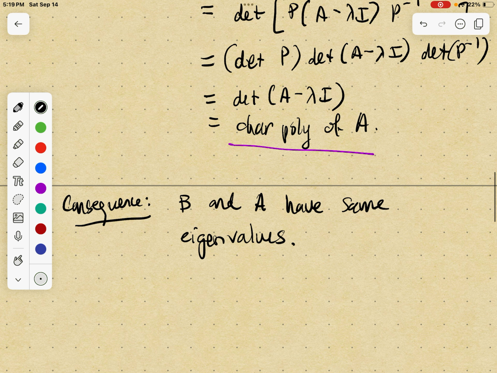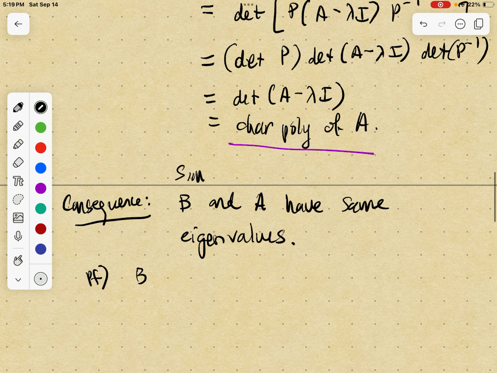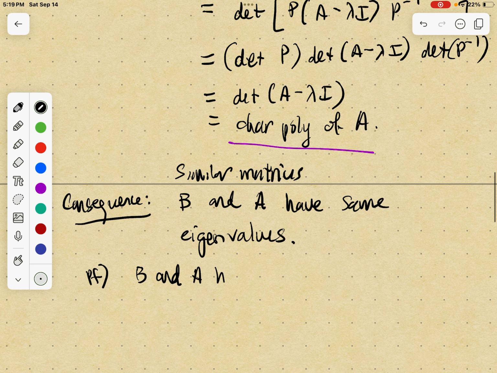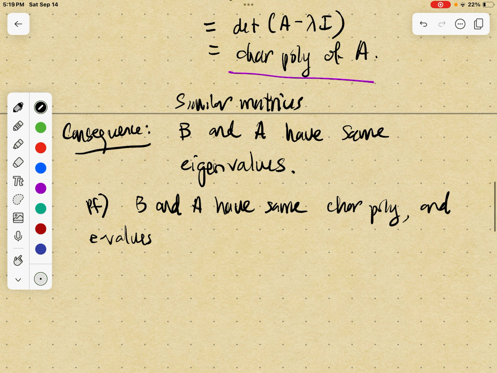But anyway, the reason they have the same eigenvalues is because we've seen that B and A, so similar matrices, have the same characteristic polynomial, and the eigenvalues are just the roots of the characteristic polynomial.